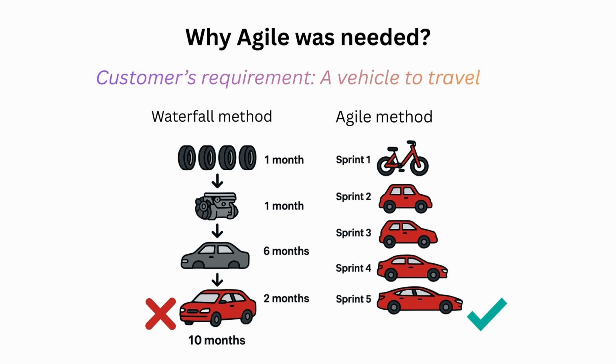In the second sprint, they upgraded to a small car. By the third sprint, the car had doors and better suspension. In the fourth sprint, it became smarter, faster, and more comfortable. And in the 5th sprint, they delivered a sleek, intelligent vehicle, exactly what the customer wanted. At every step, the customer used the product, gave feedback, and felt heard.